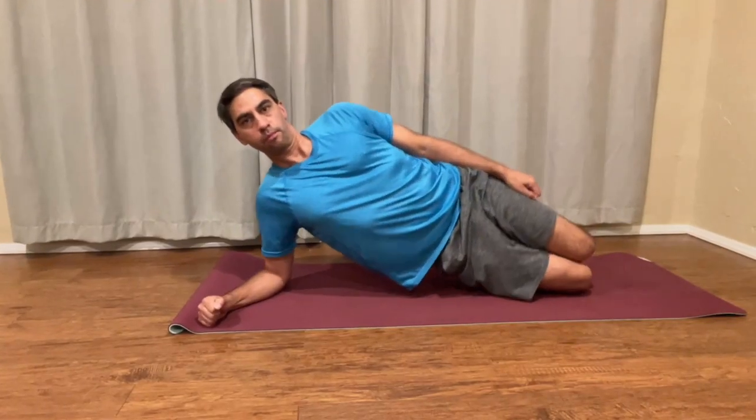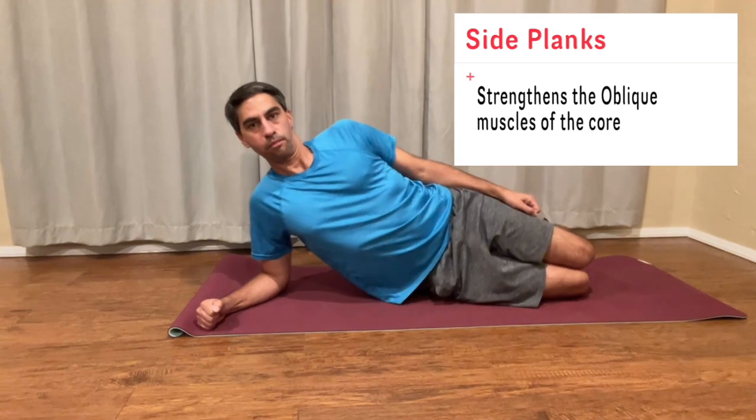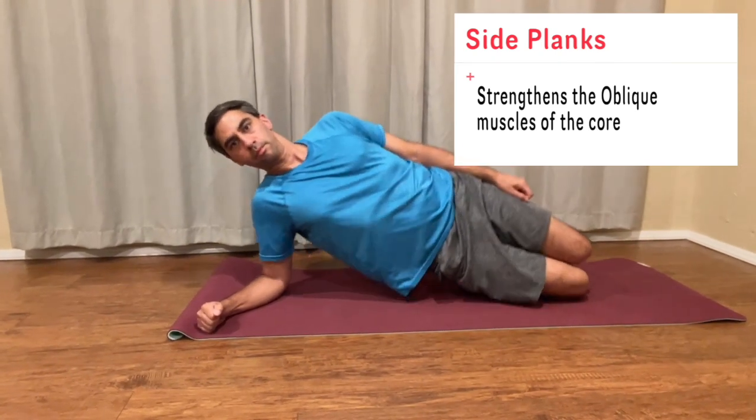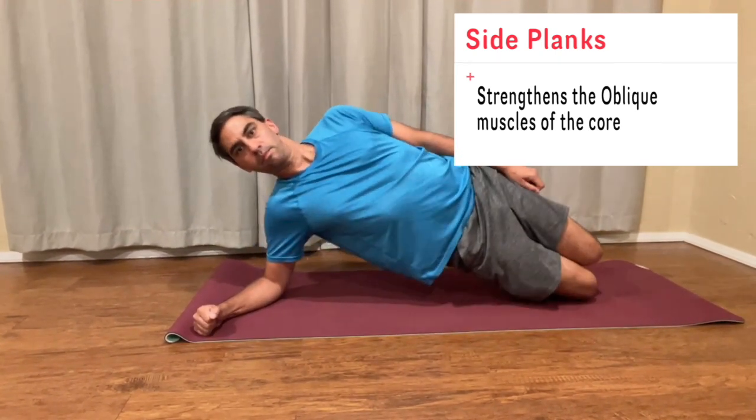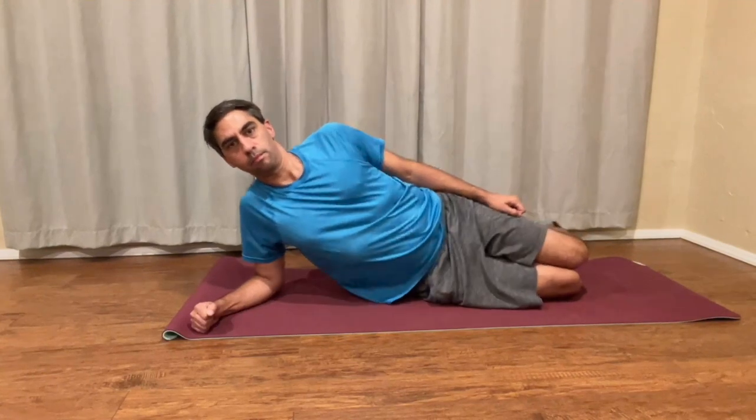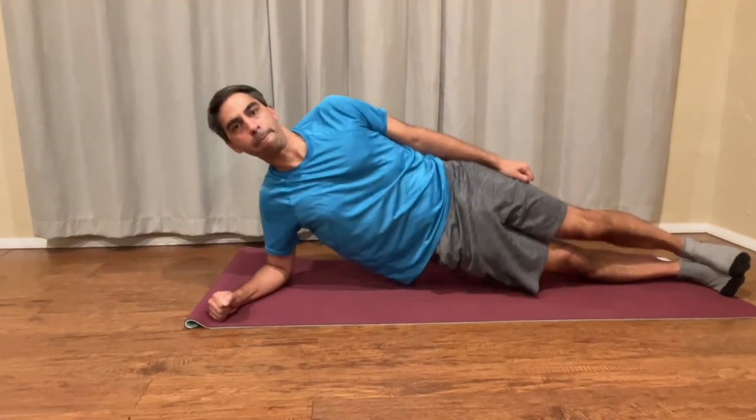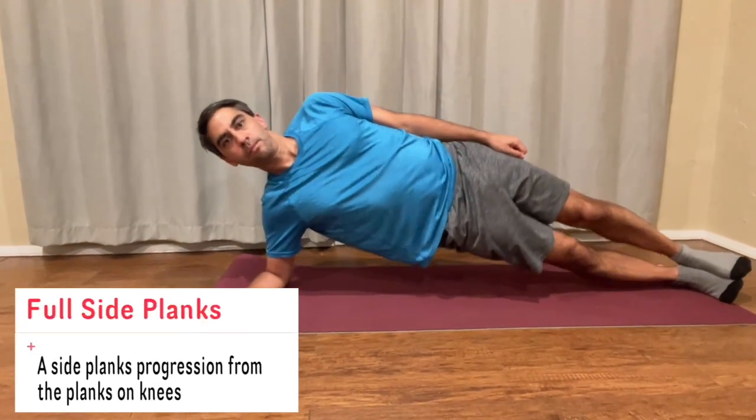Moving on to the side planks, you can start with your knees bent and do a half side plank. And then as you improve, you can move into the full side plank. This strengthens the obliques and those side core muscles.